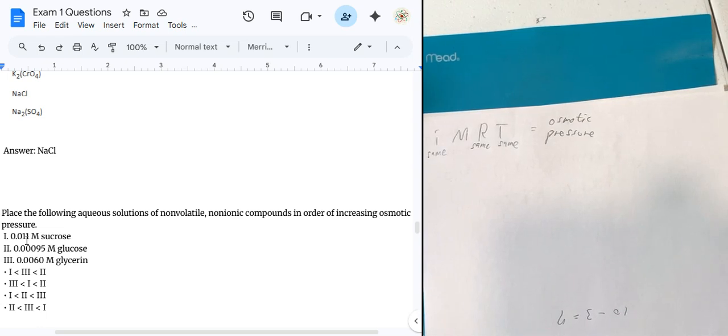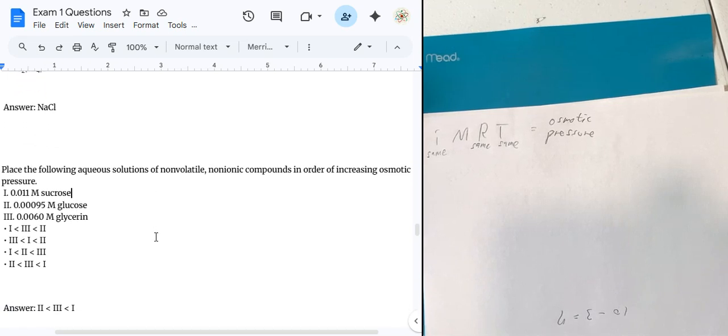So sucrose would have the highest osmotic pressure, followed by glycerin and glucose. So it's 1, 3, 2. Wait, increasing. So it's 2, 3, 1. So it's, yeah.